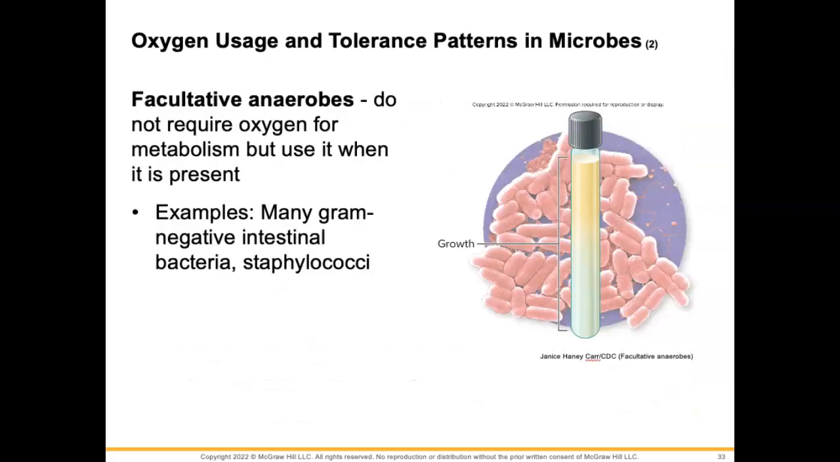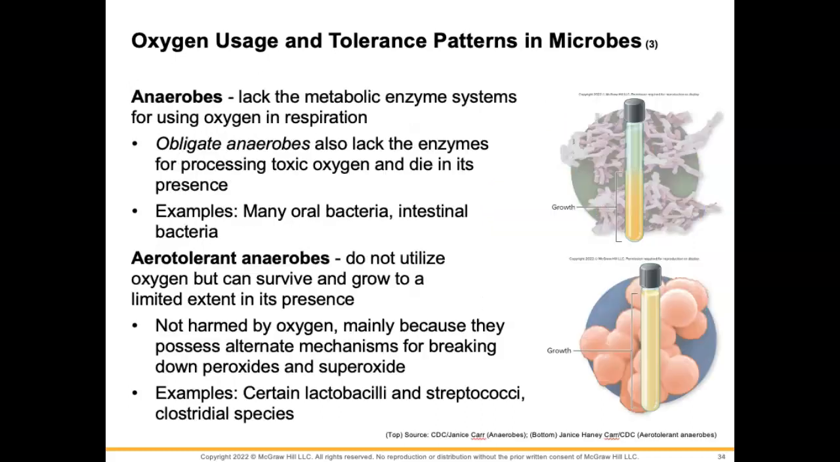All right, so a facultative anaerobe, now we're at anaerobes, okay? A facultative anaerobe does not require oxygen for metabolism, but will use it if it's present. So they're like, yeah, I could take it or leave it, but if it's here, I'm going to go ahead and use it. And so what you end up seeing is growth throughout the tube. Now, this picture doesn't really show it the way I would like it to. I would like to see growth all the way through, but it's able to grow throughout the tube because it can take it or leave it. Examples: many gram-negative intestinal bacteria and also staphylococci.